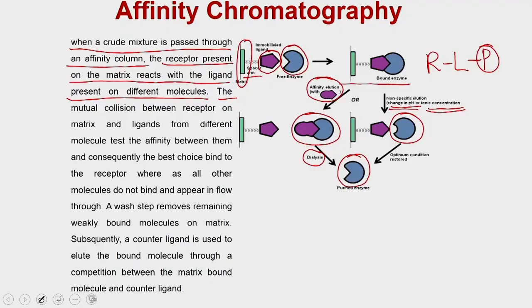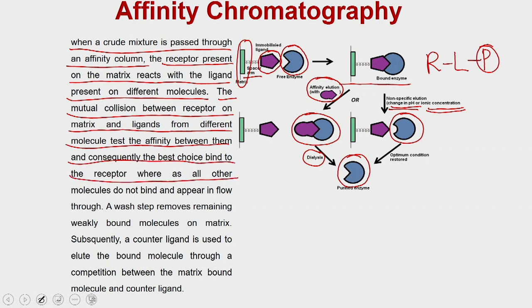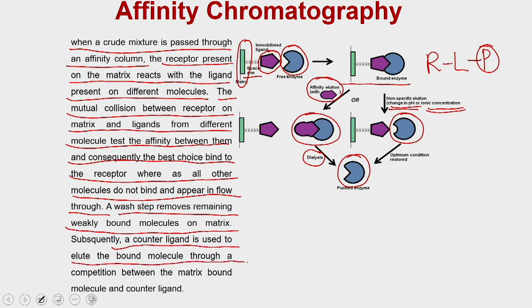So that is what the mutual collision is, so that is between the receptor on the matrix and the ligand from the different molecule, testing the affinity between them, and consequently the best choice binds to the receptor, whereas all other molecules do not bind and appear in the flow through. So this is about the binding of your enzyme, because it is going to have a very high affinity for the immobilized ligands. All other enzymes are not going to have the affinity, that is why they will go through into the flow through. Then you do a mild wash step, so that will remove the weakly bound molecules on the matrix, and then what you do is you add a counter ligand which is going to elute the bound molecule through a competition between the matrix and the counter ligand.